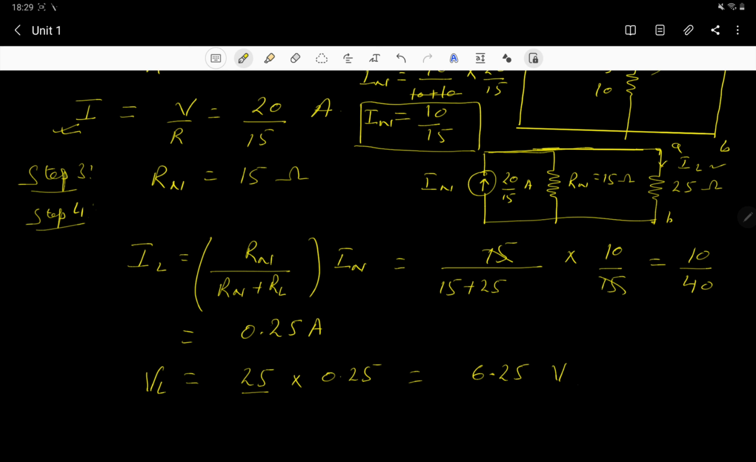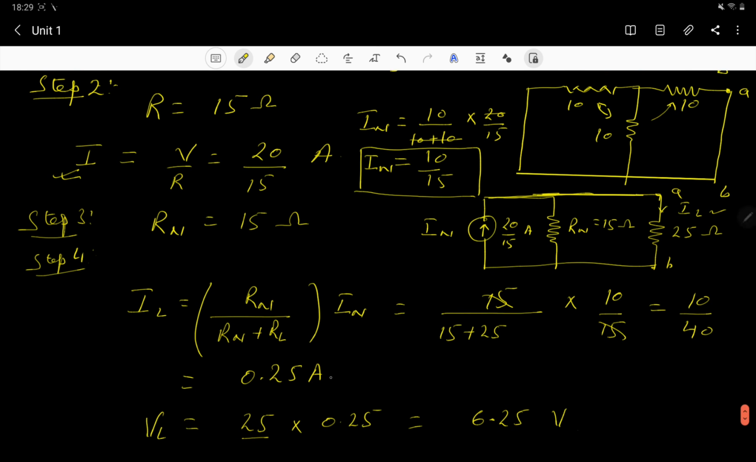If you look over here, you can see that we have got the current and the voltage. Both the current and the voltage in this circuit across this load are the same as we found by using Thevenin's theorem. So this is the way you can find out the voltage or the current across any particular branch by using Norton's theorem.